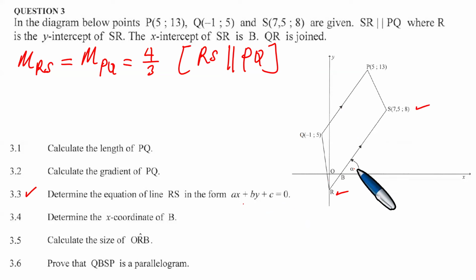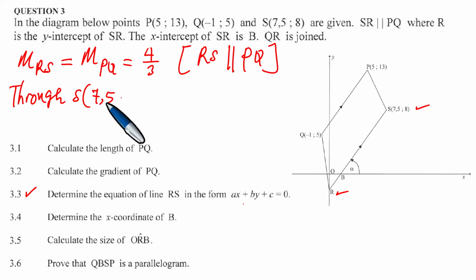So if two or more lines are parallel, then their gradients are equal to each other. And therefore, this particular line RS passes through the point S with the coordinates (7.5; 8), like so.